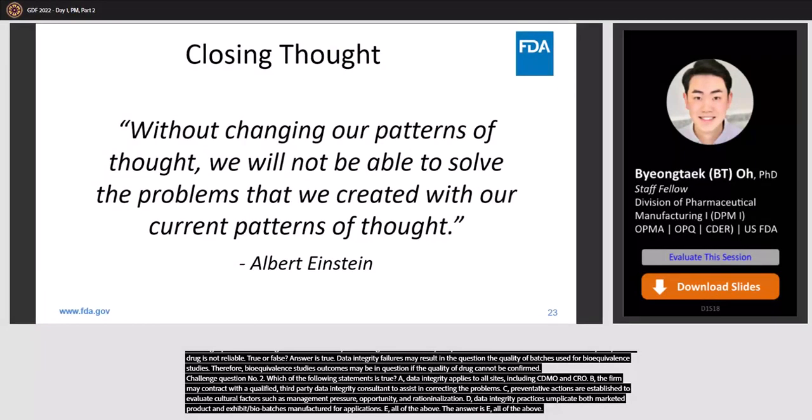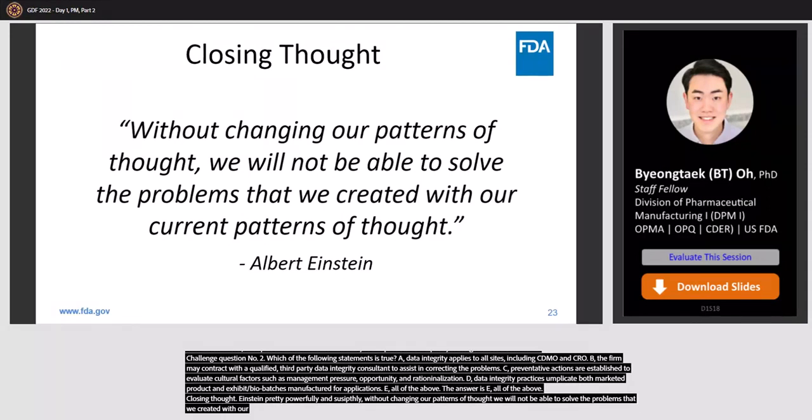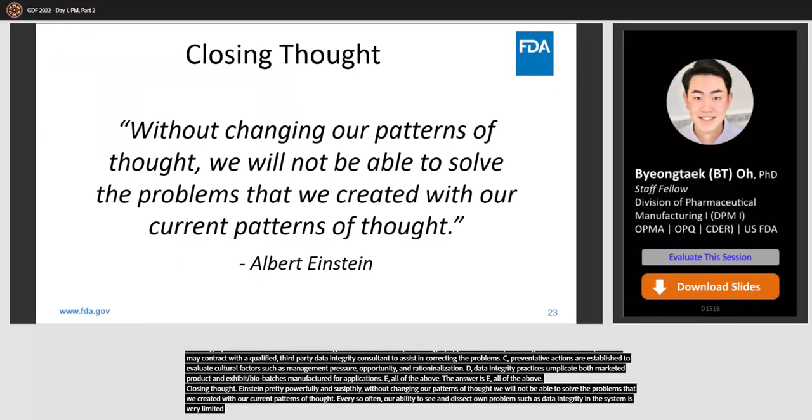Closing thought. Einstein put it powerfully and succinctly. Without changing our patterns of thought, we will not be able to solve the problems we created with our current patterns of thought. Every so often, our ability to see and dissect our own problems such as data integrity in the system is very limited by our biases, blind spots, culture, and many other factors. Einstein may highlight critical thinking to solve the problems.